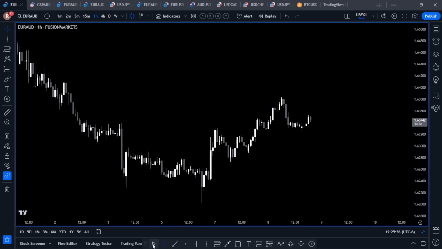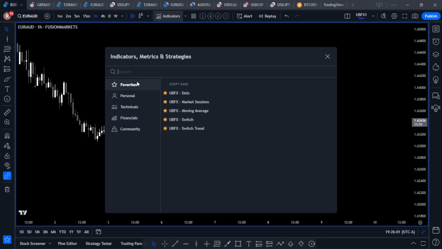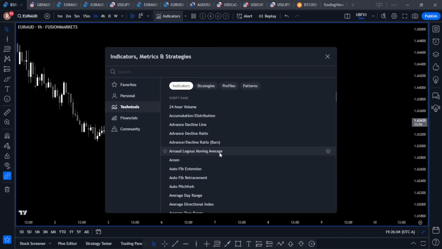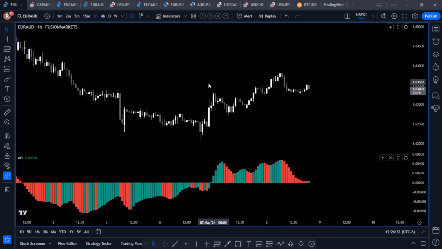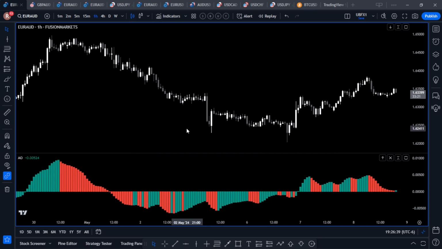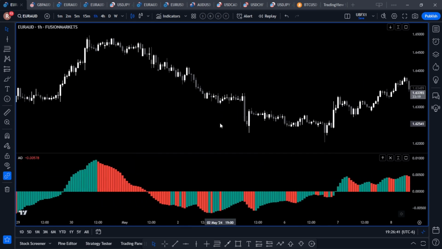So the first thing I'm going to do is put the Awesome Oscillator on the chart. Now, indicators, we'll go to technicals, might actually be here in the list. Awesome Oscillator. Great, so that was quick. All right, we've got the Awesome Oscillator. Now, the Awesome Oscillator is a price oscillator.